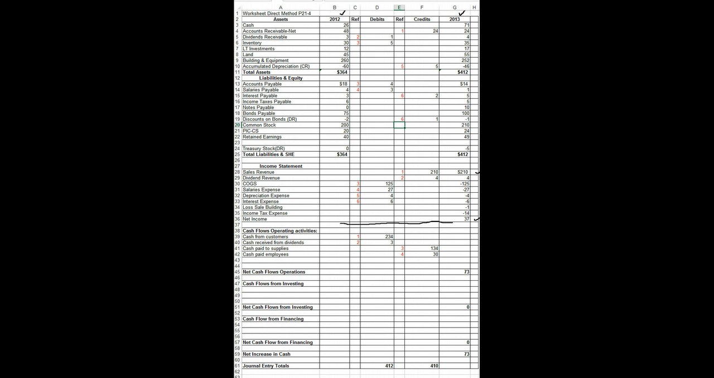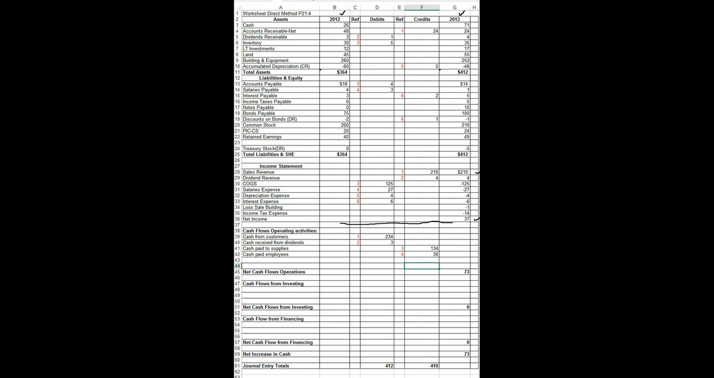Interest payable changed by 2. It went up, so I didn't pay all of my interest expense. Bonds discounts went down by 1. That also affects it. I have a 2 and a 1 on this side of the journal entry, and on this side I have a 6. So I must need 3 more to make it balance, and you can tell that by looking down at my totals.